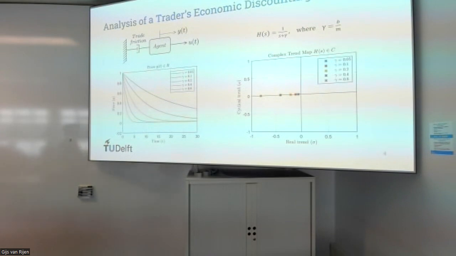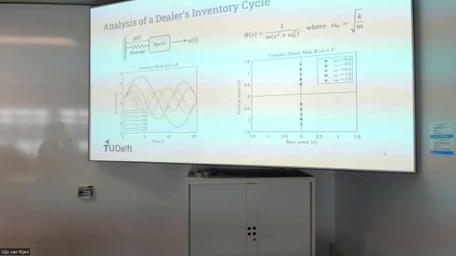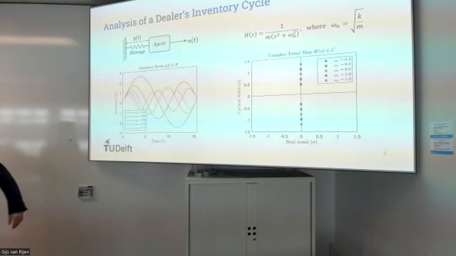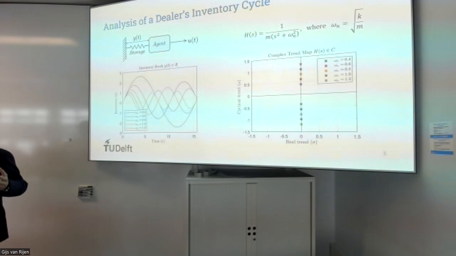Well, we can also do this for another type of agent, in this case a dealer, which is almost identical to the trader I just showed you. However, we've now replaced the broker, which introduced trade friction, with a dealer, which has a storage. And economically, this system would constantly over- and understock its inventory forever, as there's no dissipation. So this system never comes to an equilibrium.